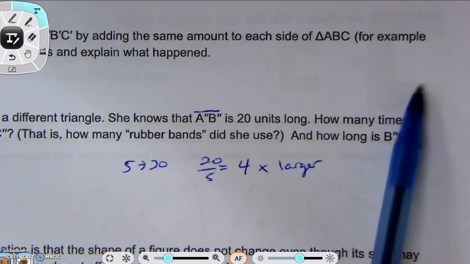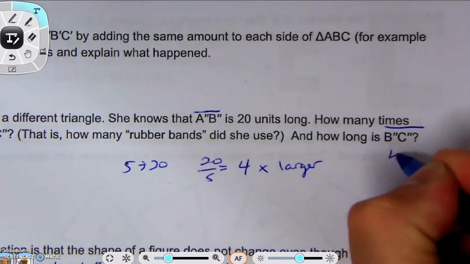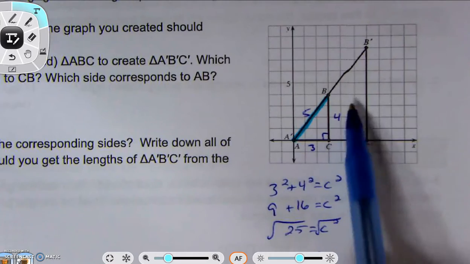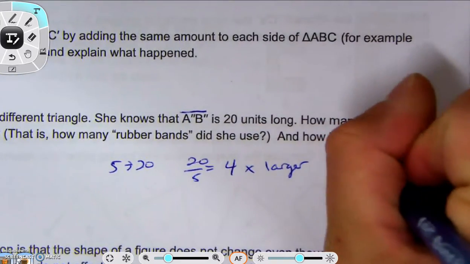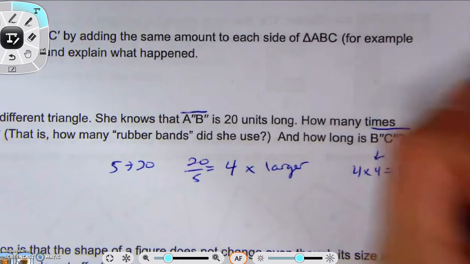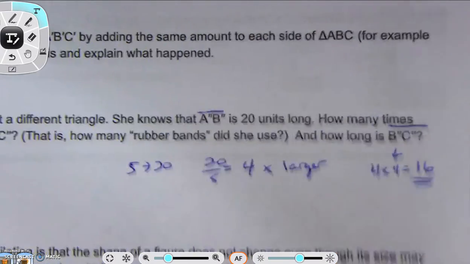Then it also asks how long is B double prime C double prime. So I could go back up and figure out that BC is 4. So I can take that and multiply it by 4. So 4 times 4 would be 16, because it's 4 times bigger.